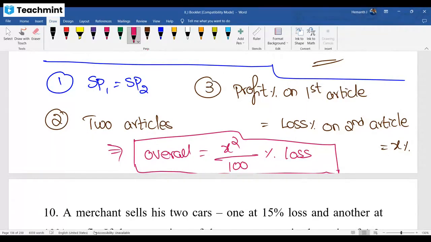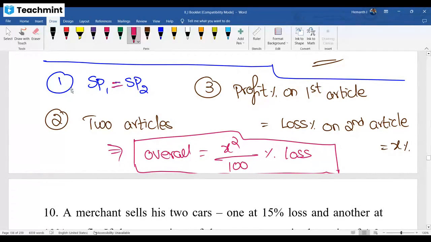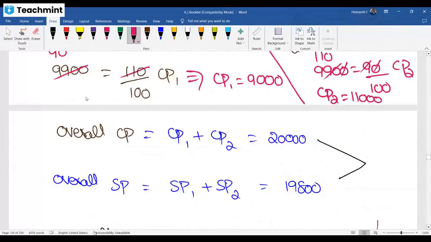Let's say 3 selling prices are equal. First one 10% profit, second one 5% loss, third one 5% loss. Still this formula won't help you. So make sure you apply this formula only for 2 articles. That's why you can skip this formula. Some people will feel this is a shortcut. If that is the case, fine. Or else use the standard procedure.